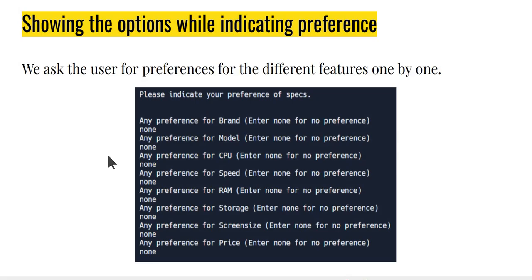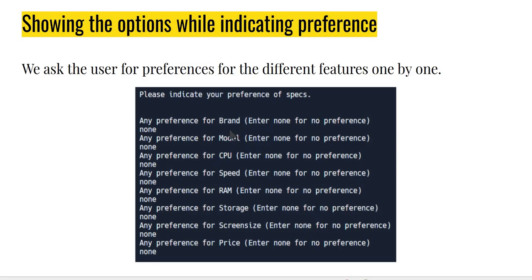The first thing we look at is the whole process of ordering. You notice the way we ask our user for preferences for different features, one by one, is we just ask, for example, any preference of brand, any preference of model, for CPU, for speed, and so on. This can be improved in many different ways. One way is by making it easier for the person to order by knowing what the options are.